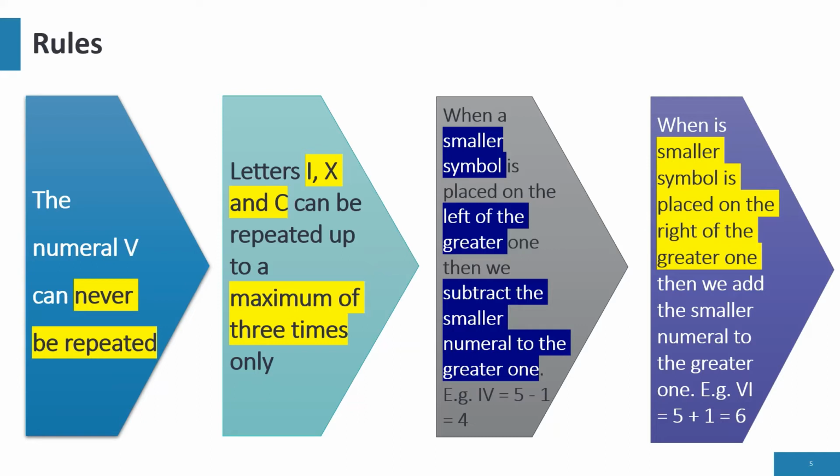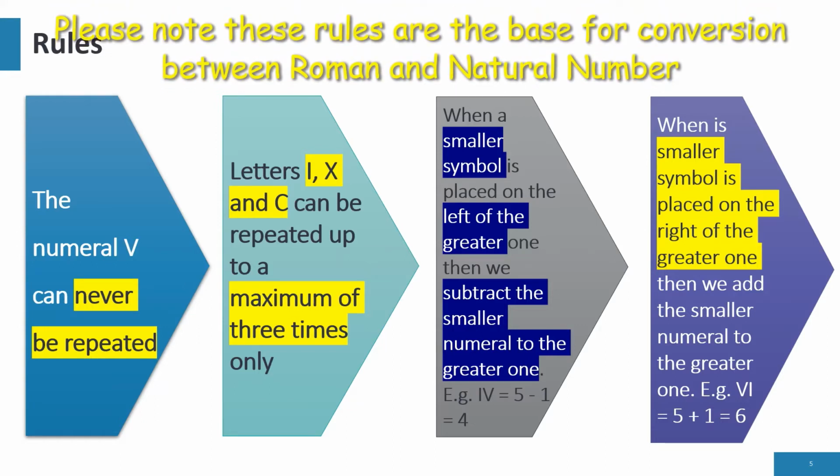The next rule says if the smaller symbol is placed on the right of the bigger one, then we consider that as an addition to the bigger one. So here, I is written on the right side of V. So I is 1 and V is 5, and 1 is written on the right side of 5. So it signifies that we need to add both the numbers 5 and 1. 5 plus 1 is 6. Now you understand how we can subtract 10 from 50 to achieve 40.